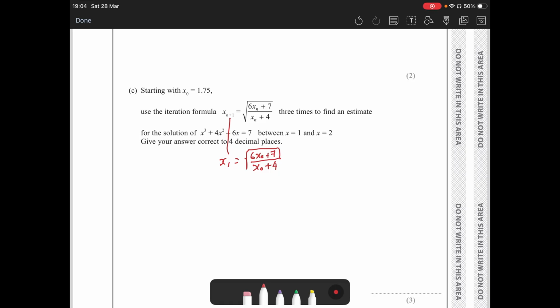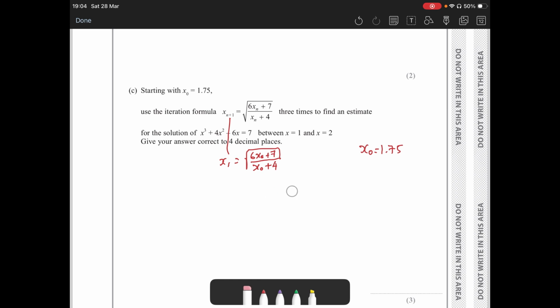Here's a little hack for you. In your calculators, just type in 1.75. Just bear with me. So literally write 1.75 equals. Now, when you press equals, you have now stored that as your answer. So here's what you need to do. You're going to do x1 equals, and then this is what you're going to type in.